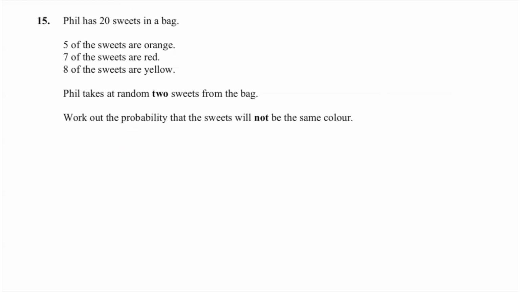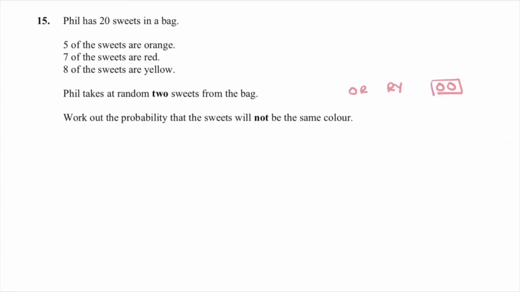Okay, our next question is a probability question. We've been given some information about 20 sweets. Phil is going to take at random 2 sweets from the bag, and we've got to work out the probability that the sweets will not be the same colour. So that means that I could have an orange with a red or a red with a yellow, but I cannot have orange. Okay.